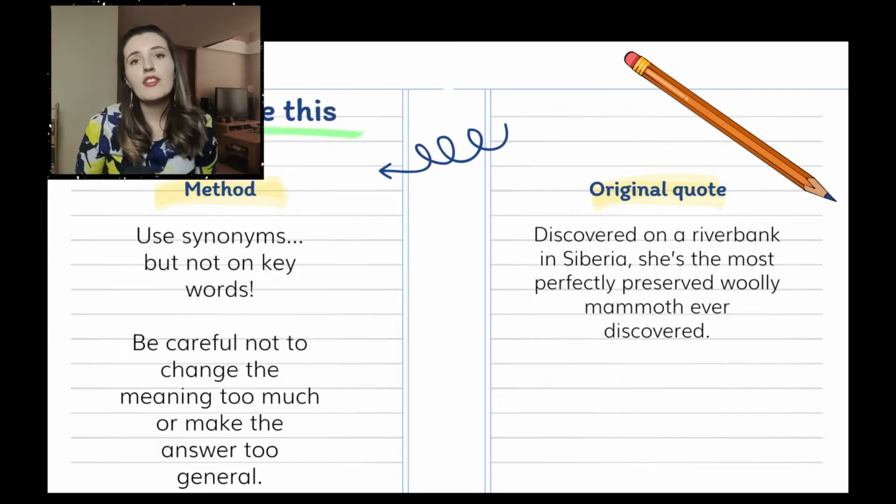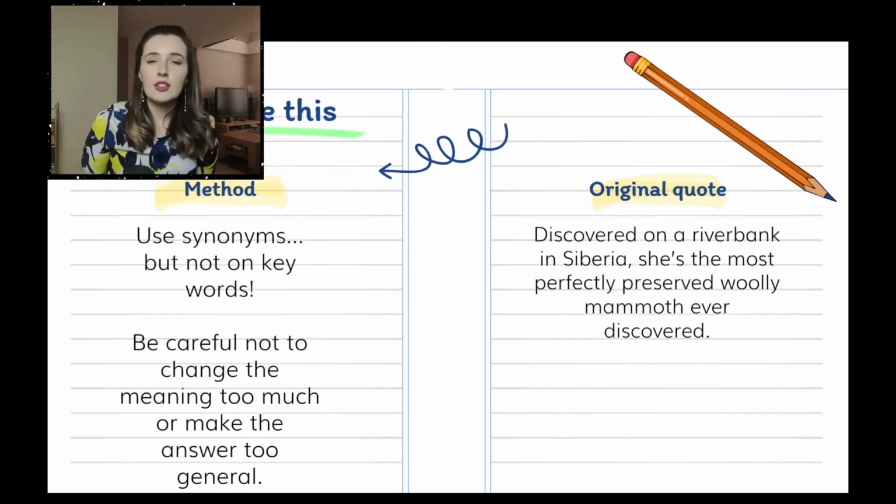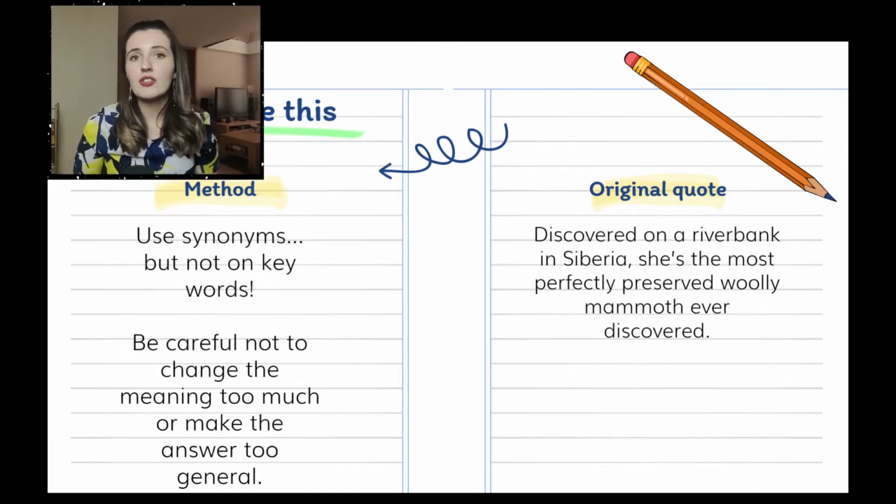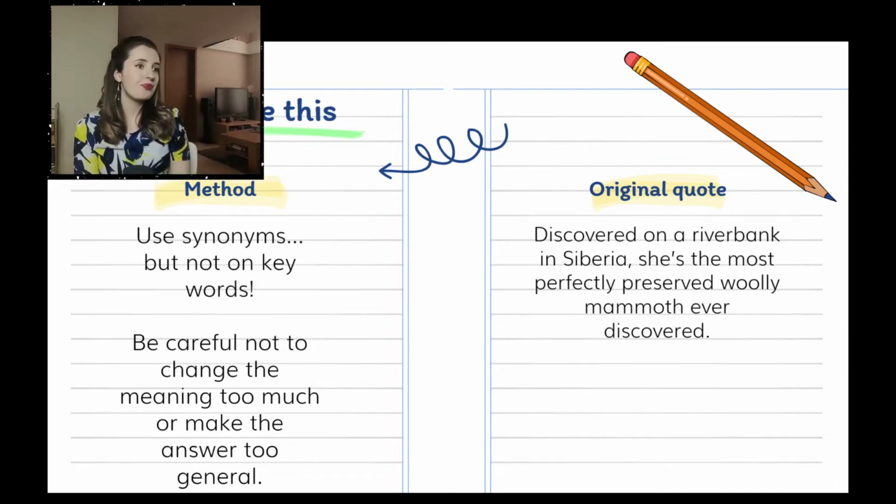For example, if the word was robin and you use the synonym of bird, well, you're going to lose the content point there, because a robin is a very specific type of bird, whereas a bird could be an eagle or a pigeon or a swan. So you've made it too general, and you've lost some of the precision of language there. So be careful with nouns.